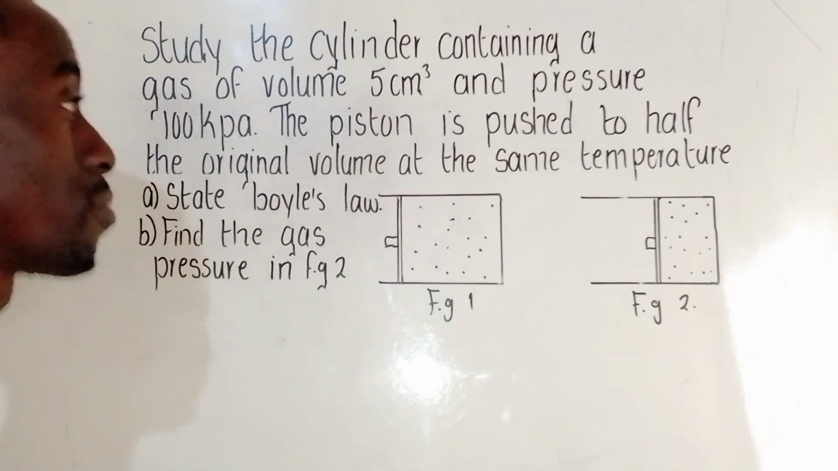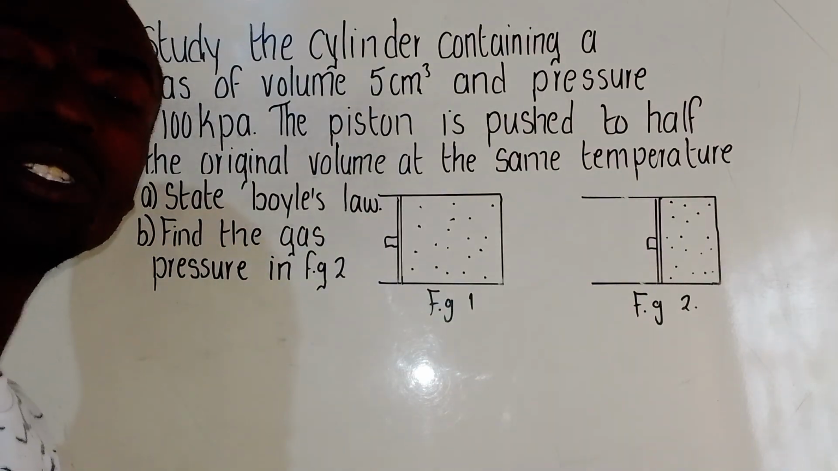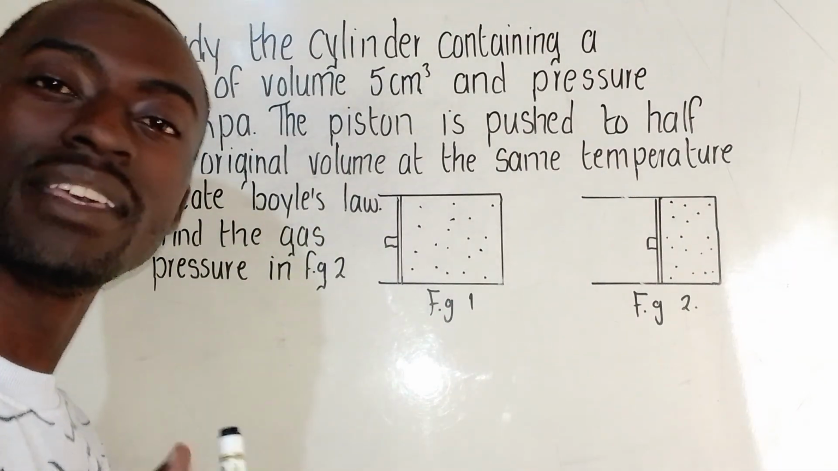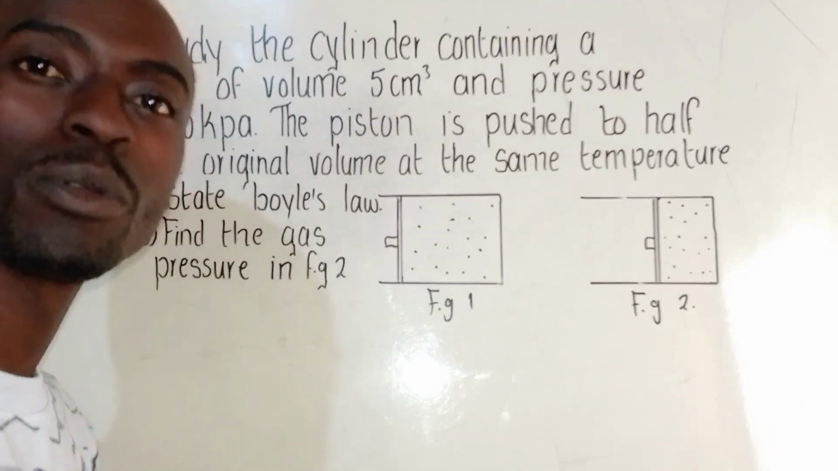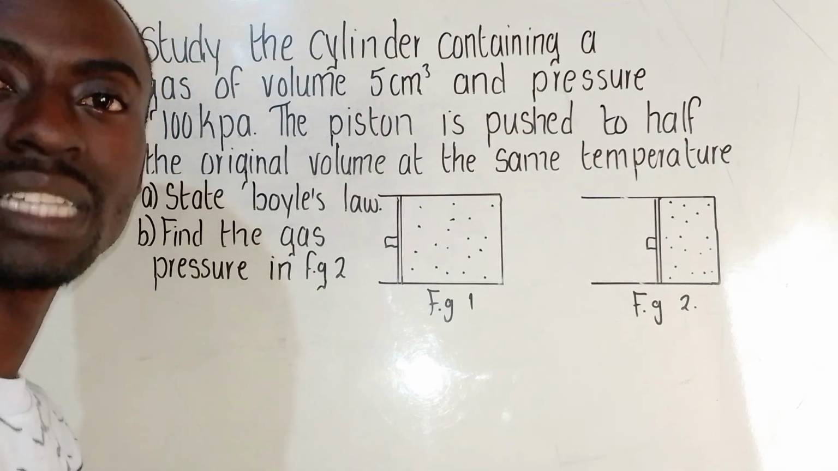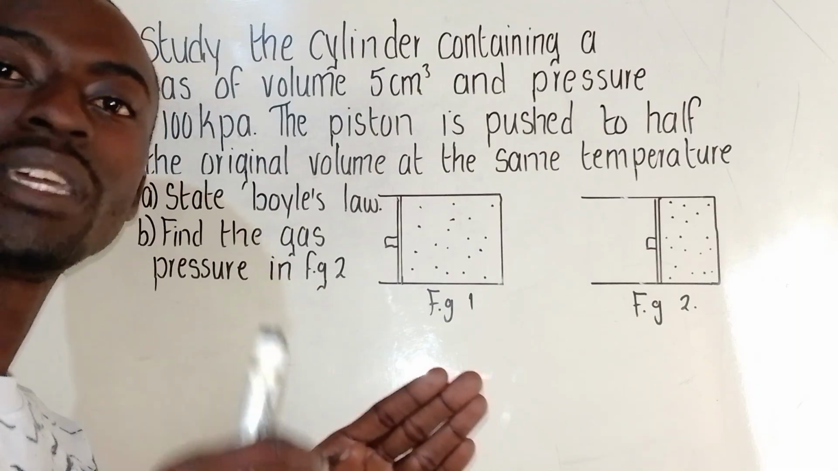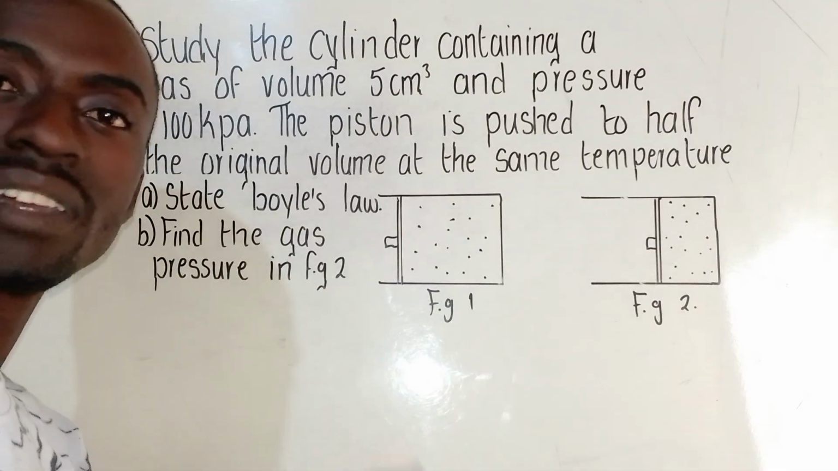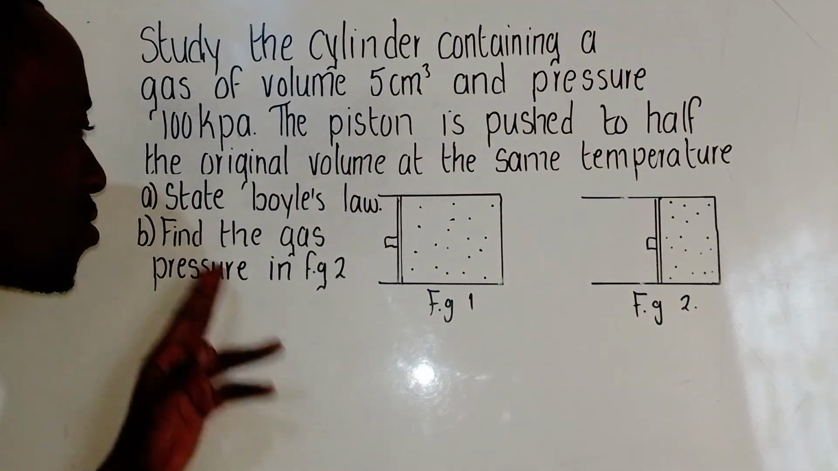Now here the question is saying state Boyle's law. Boyle's law states that the volume of a fixed mass of a gas is inversely proportional to its pressure, provided the temperature remains constant. This simply means when volume is increasing, pressure will be decreasing, and vice versa. That's the answer here.